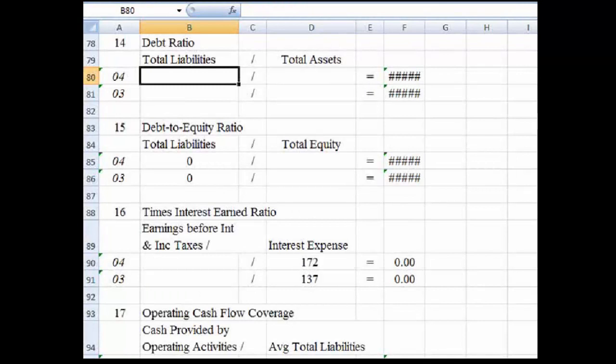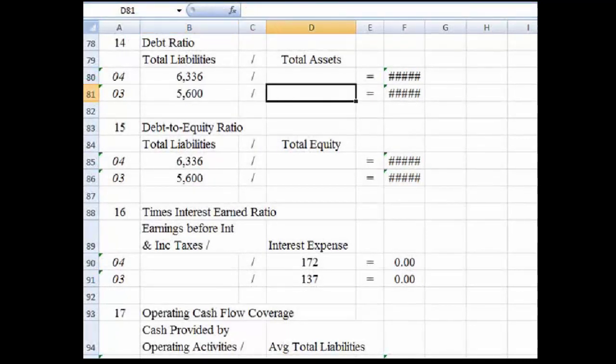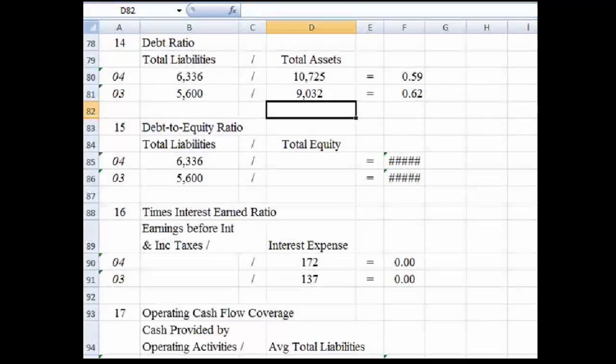For the 04 ratio, the total liability will be entered as 6,336. Remember, that's the 6,336,000 divided by 1,000. For 03, the number is 5,600. Moving up 3 lines in the book, the total assets are entered on the form as 10,725 and 9,032. The 0.59 and 0.62 indicate that the liabilities only come up to about 60% of the assets. This may be good, this may be bad. Only comparing these ratios to industry averages will give a good answer to that question.